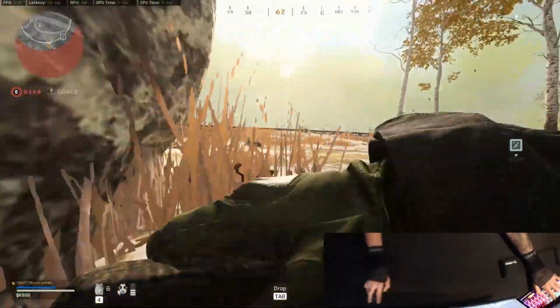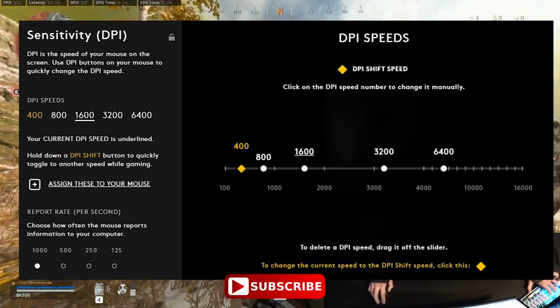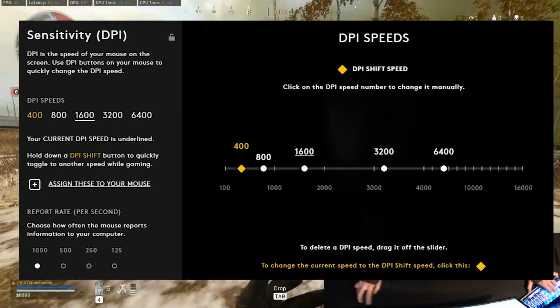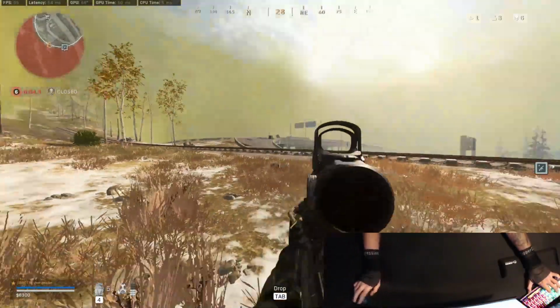Some mice, like my Logitech here, come with software that allows you to separate your DPI values for when a game is running and when you're on the desktop, so you don't have to worry about your cursor flying about your screen while you're trying to browse the internet.